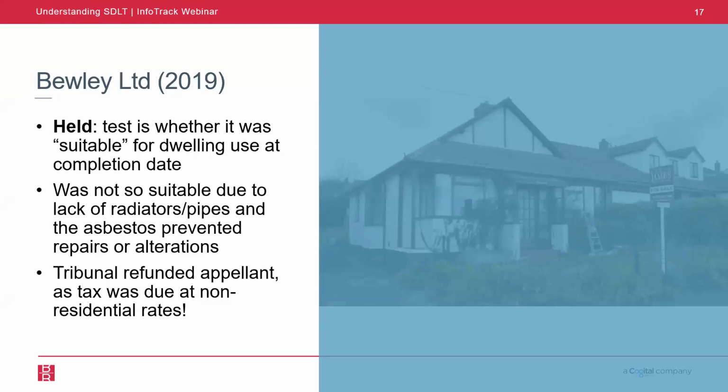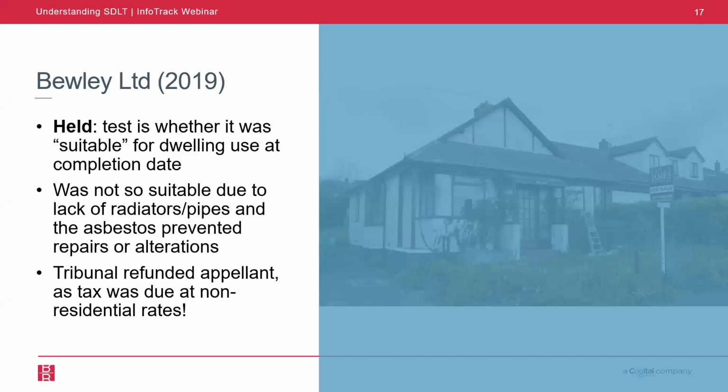And the tribunal held that the dwelling wasn't suitable for use at the completion date, which is the key criterion for determining whether a building is a dwelling. Either it's used as a dwelling at the completion date, clearly this property wasn't, or suitable for use, and the tribunal held on these facts that it wasn't suitable for use as a dwelling, or it was in the process of being converted or adapted for such use. And again, there were no building works in progress at the completion date to suggest that it was in the process of being adapted or converted back into residential use.